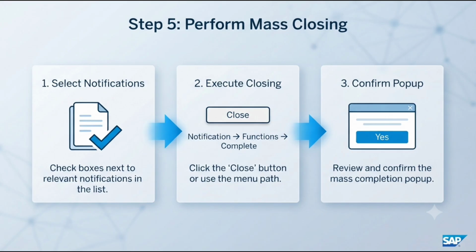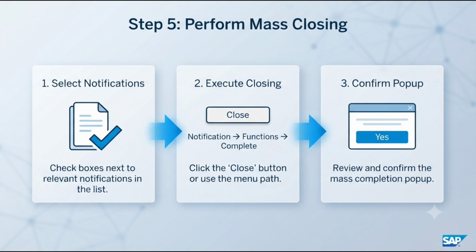After reviewing and selecting the desired notifications, you can perform the mass close. From the menu, choose Notification, then Functions, and then Complete, or use the corresponding toolbar button if available. The system will display a confirmation dialog showing how many notifications will be processed. Confirm the action. SAP will update the system status of each selected notification to completed.